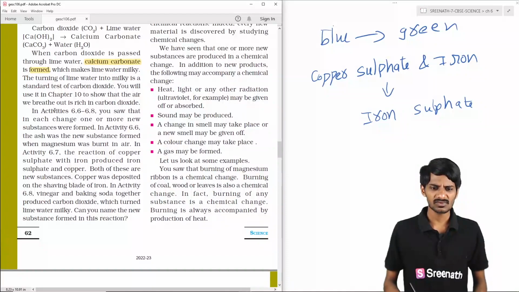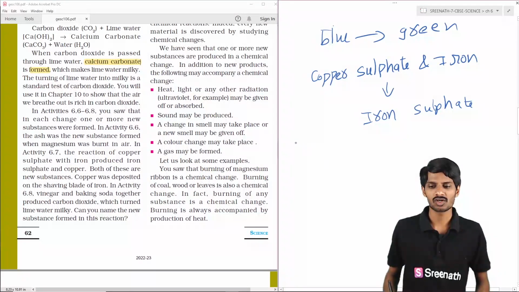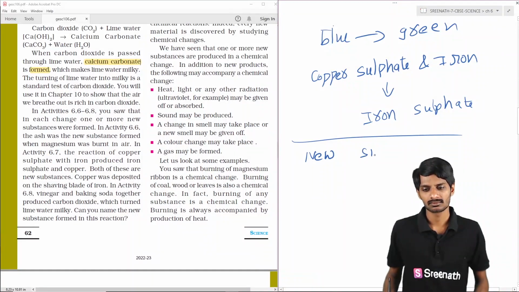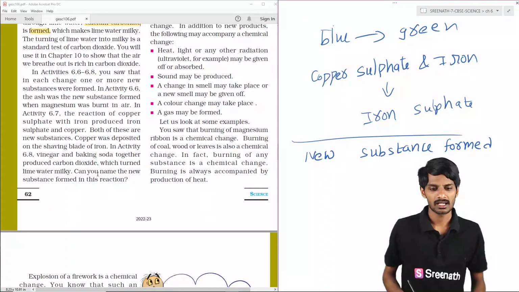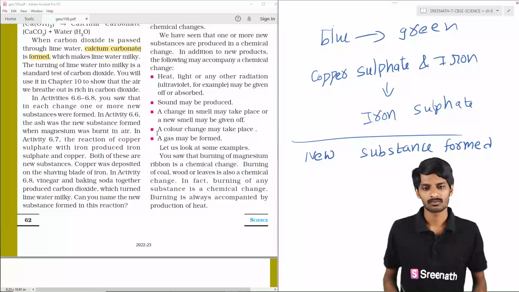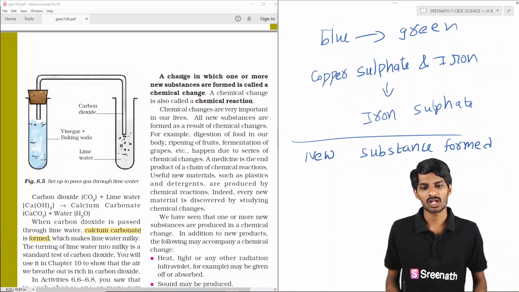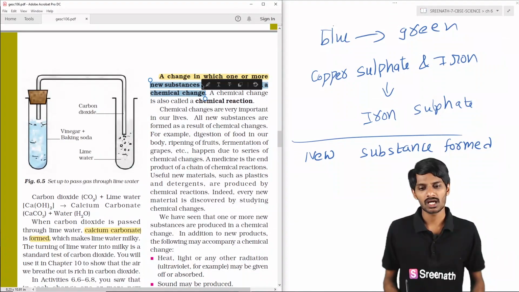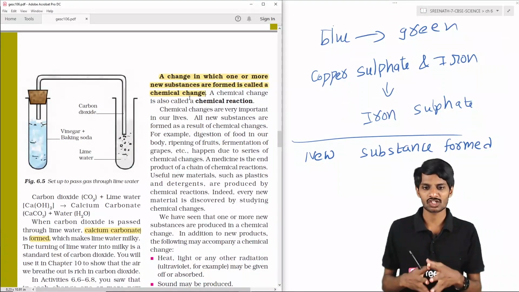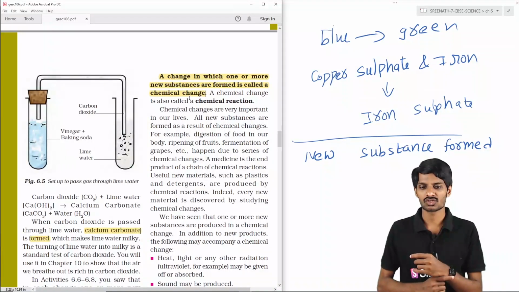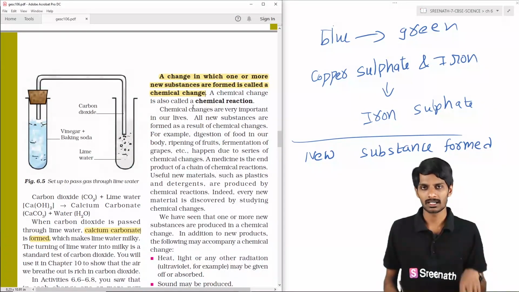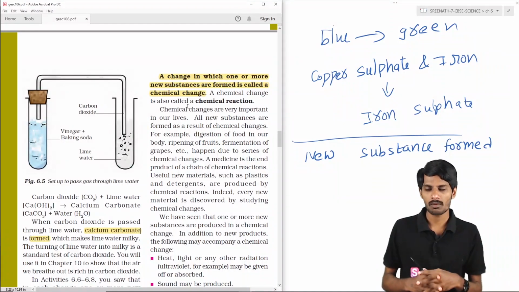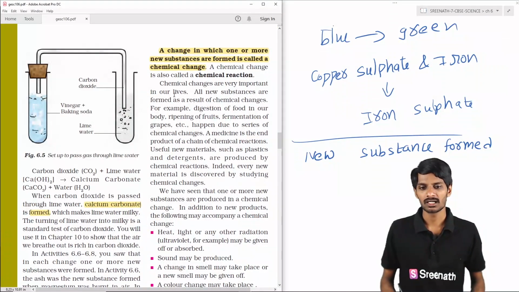So in all these situations, students, if you observe, a new substance is formed in all these cases. Okay students, so a change in which one or more new substances are formed is called a chemical change. So when you say there is a chemical change, one or two new substances are formed in a chemical reaction. A chemical change is also called a chemical reaction. Suppose in a reaction a new substance is formed, we say there is a chemical change, students.